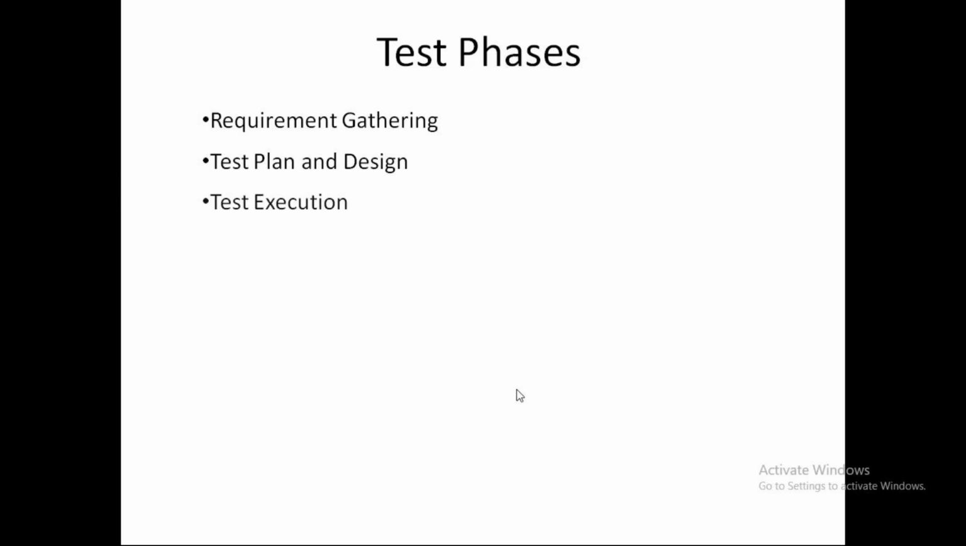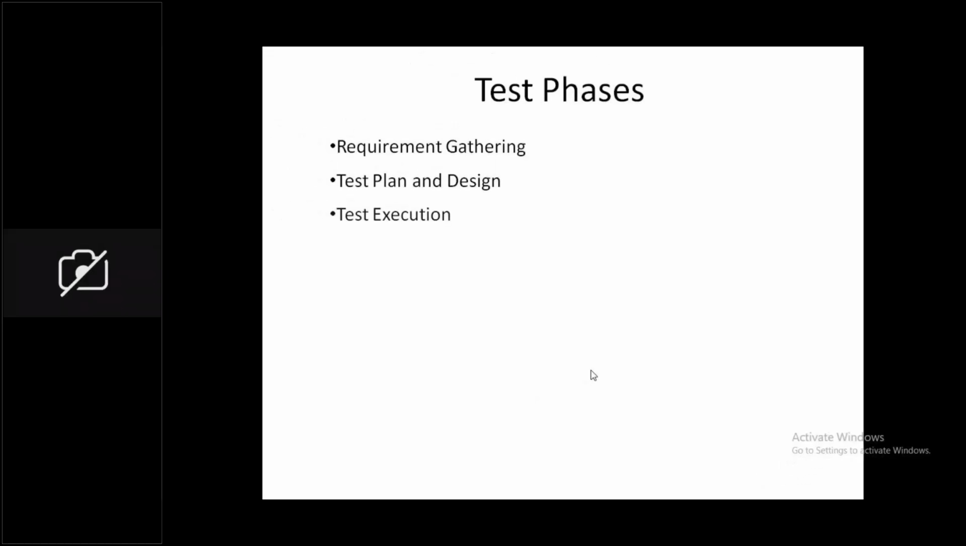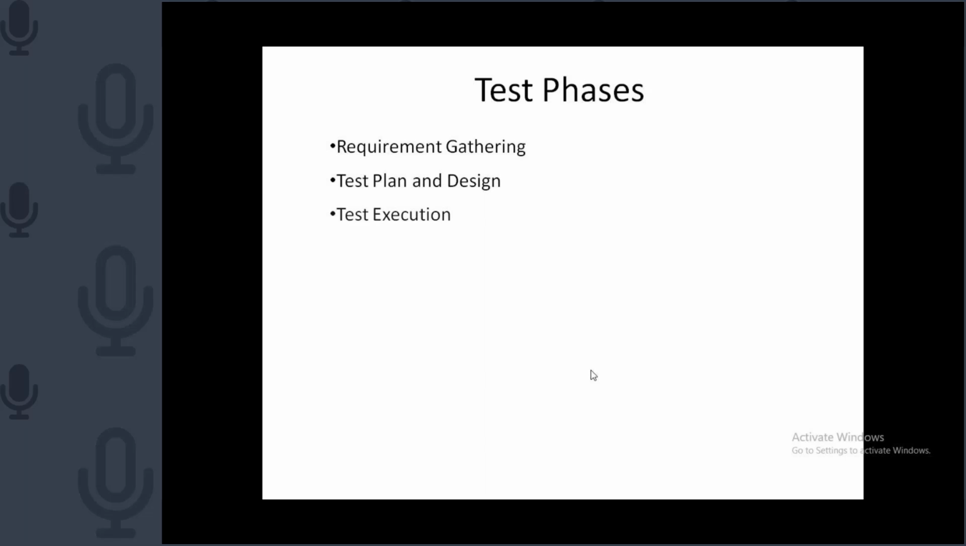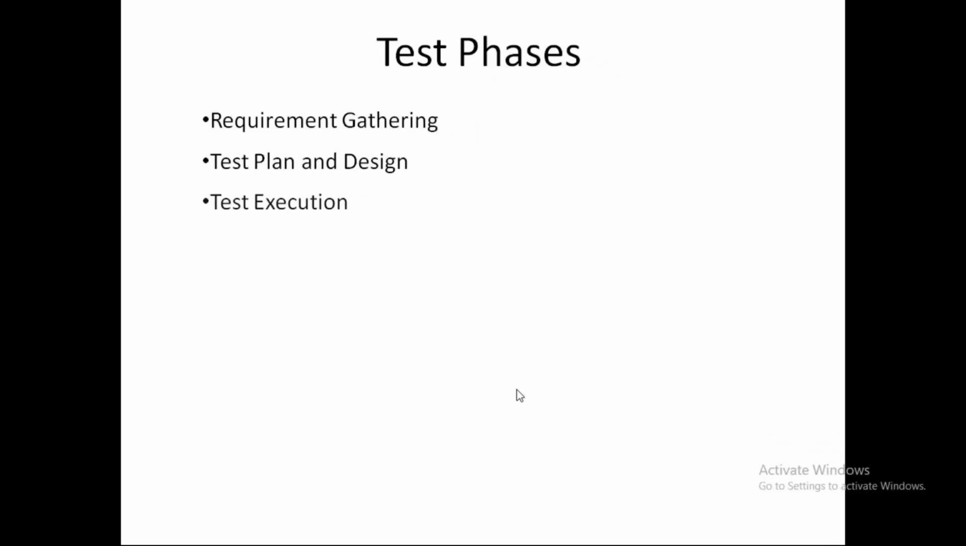Whichever KPIs you want to get out of your test execution, whatever KPIs related to your application or related to the mobile application, you have to get those KPIs out of your test execution. Once the test execution is done, we have to analyze the test results, right?